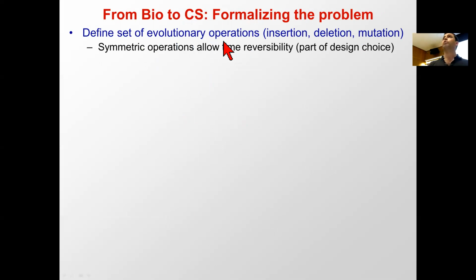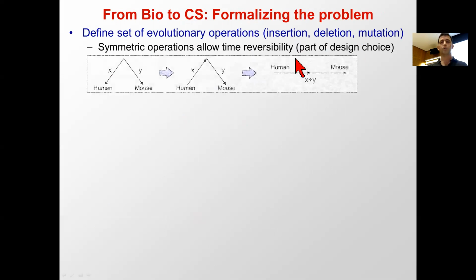Define a set of evolutionary operations, so insertion, deletion, mutation. And symmetric operations allow for time reversibility. And that's very important. It's part of the design choice. Part of the reason for that is that we never have the ancestor, as I showed you, leading all the way to the modern species. All we have usually is modern species. We have human and we have mouse. And we're going to look at the series of operations that either turn human into mouse or mouse into human. But we're not going to have typically access to the common ancestor, at least not observed. Most often we're going to have some inference of it.